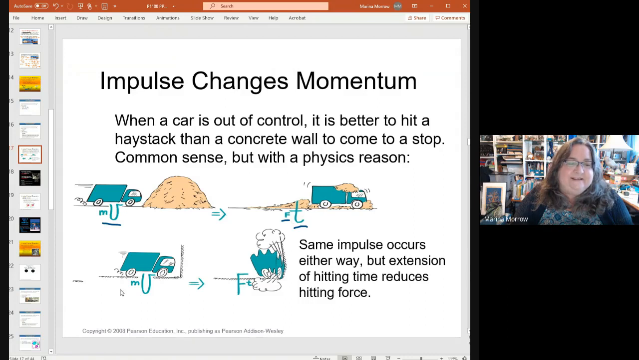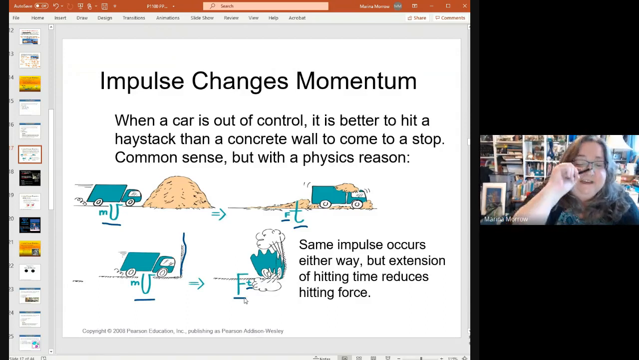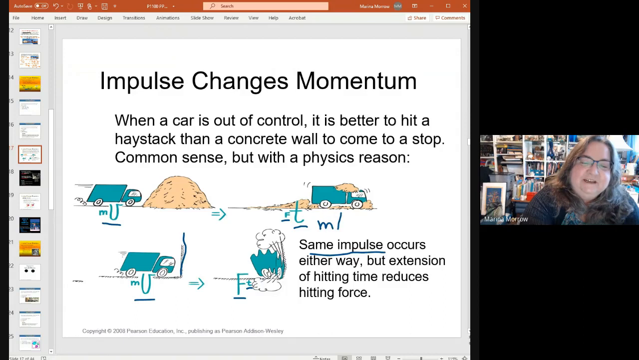But if you take that same truck or car and you smash it into a brick wall, well, then what happens is that there's not much time. There might be a tenth of a second. A short time means a large force. Okay, so it's the same amount of momentum in each case, same impulse. So you're changing the momentum, which means that you have a certain amount of impulse.